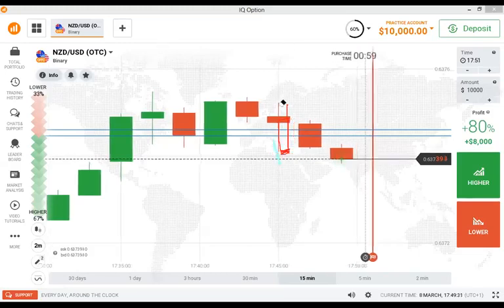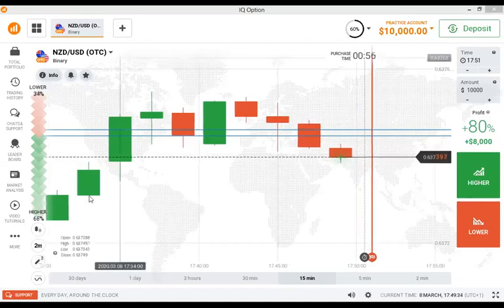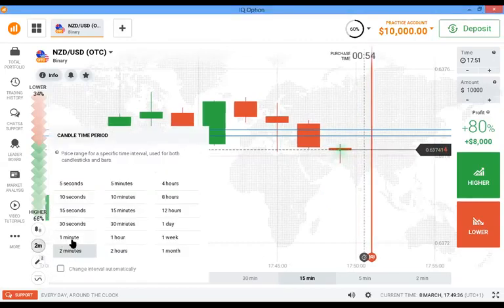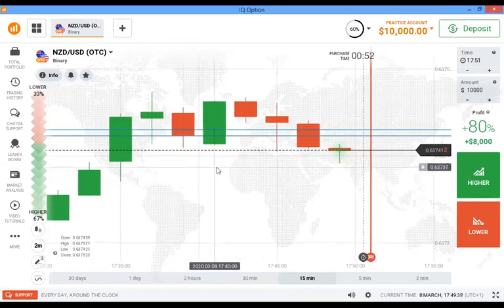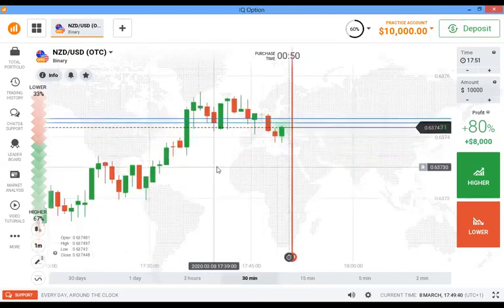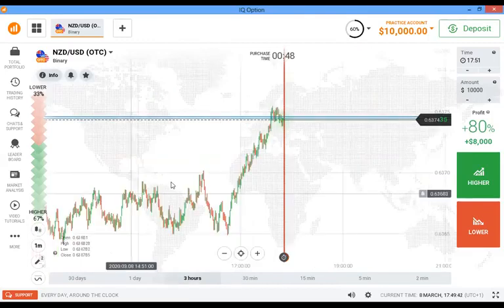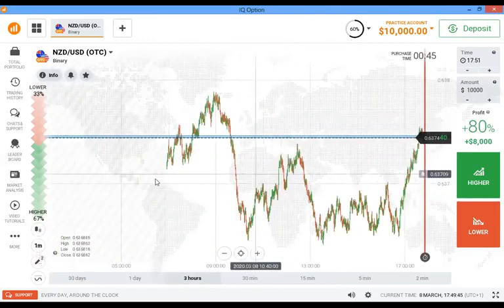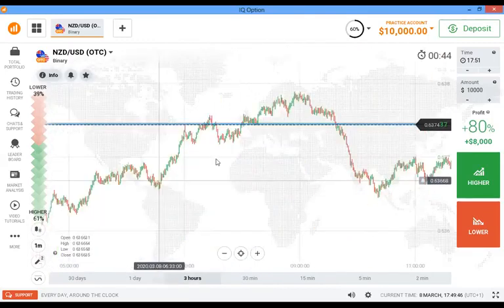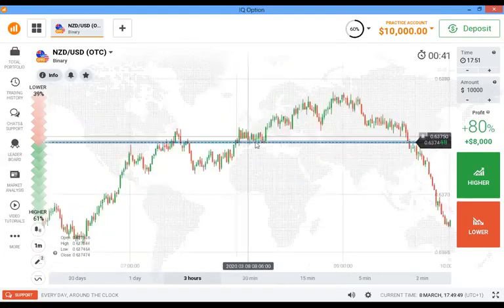So if you are trading the support and resistance strategy, you have to be fast. If you are using the 1-minute candlestick, you have to be fast. If you are using the 2-minute candlestick, you also have to be fast. But if you are using 5 minutes, you have enough time. Let me choose another level.